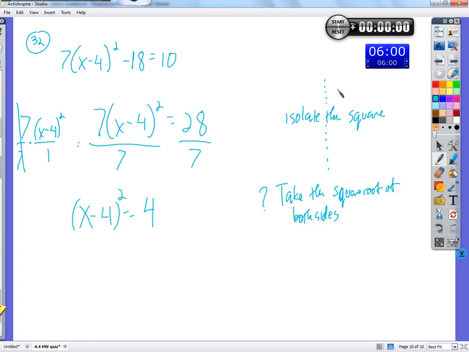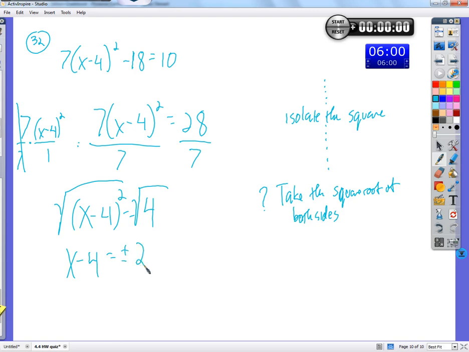All right, look at that. That's what we did. We isolated the square just now. And so now what? Take the square root of both sides. Now, x minus 4 equals the square root of 4? Plus or minus. Very important there.